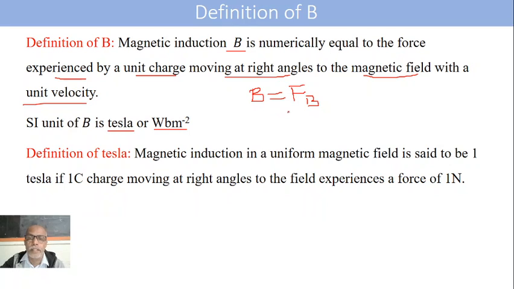Magnetic induction in a uniform magnetic field is said to be 1 Tesla, or 1 Weber per meter square, if a charge of 1 coulomb moving at right angles to the magnetic field experiences a force of 1 Newton. Magnetic induction in a uniform magnetic field is said to be 1 Tesla or 1 Weber per meter square if a charge of 1 coulomb moving at right angles to a uniform magnetic field at a velocity of 1 meter per second experiences a force of 1 Newton. If a charge of 1 coulomb moving with a velocity of 1 meter per second experiences a force of 1 Newton, then the magnetic induction is said to be equal to 1 Tesla or 1 Weber per meter square.